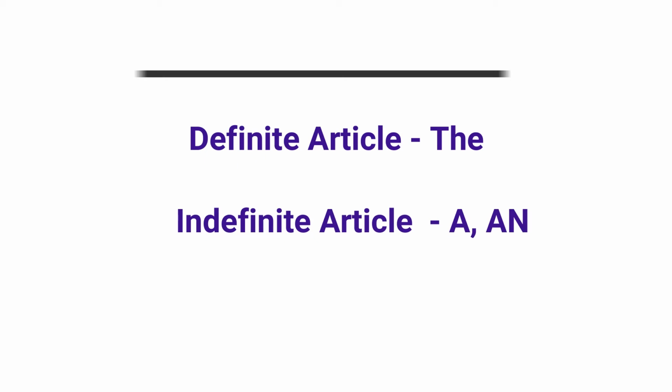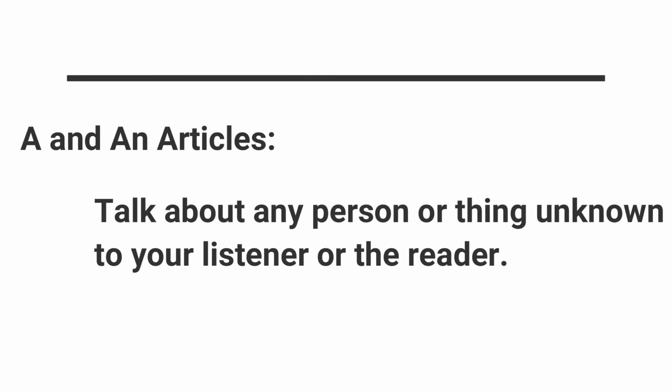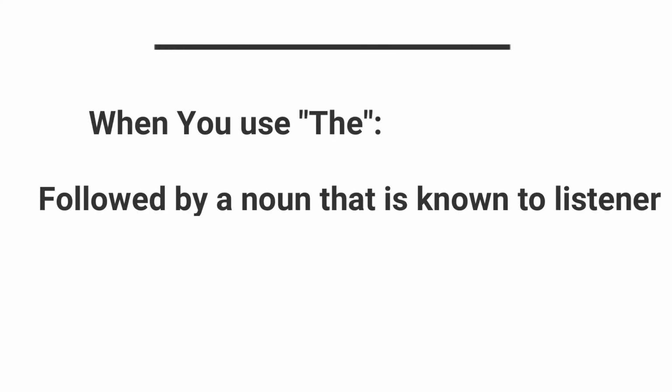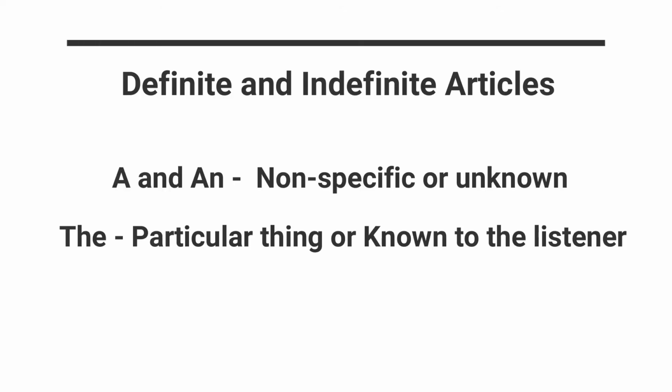Okay, so the first thing you have to know is what is a and what is the. The is the definite article, indefinite is a and an, because a and an are used to talk about any person or anything that's unknown to the listener or the reader. If you use the, it has to be followed by a noun that is known to the listener or reader. You can use a and an to talk about non-specific things, and the has to be about a particular known thing. So that's the big difference between definite and indefinite articles.